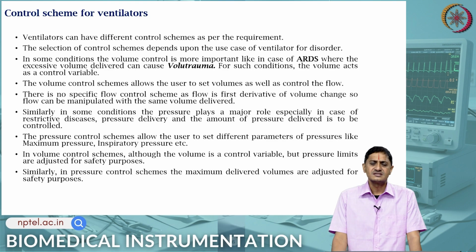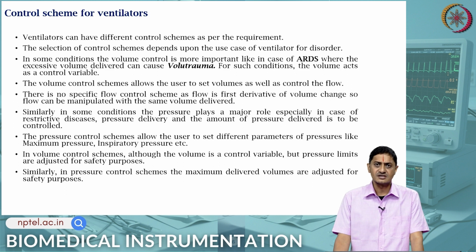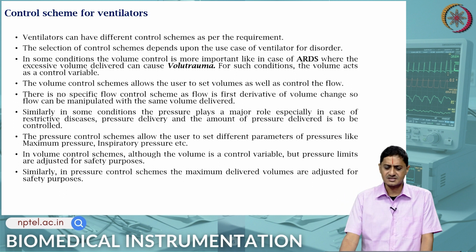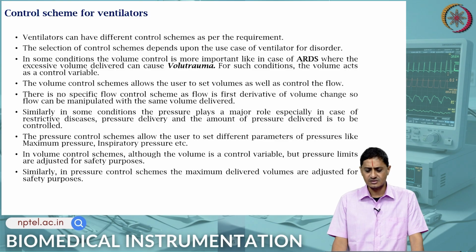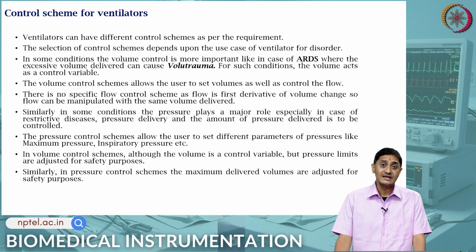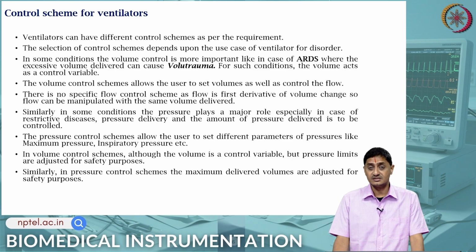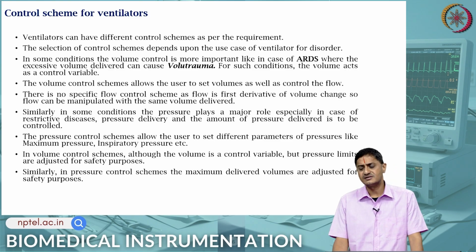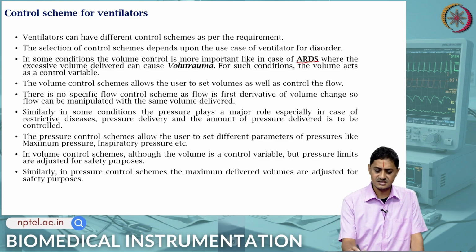So, ventilators, depending on the requirement, can have different control schemes. The selection of control schemes essentially depends on the specific use of the ventilator for the particular disorder. In some conditions, volume control is more important. For example, in the case of ARDS, what is ARDS? Acute respiratory distress syndrome.